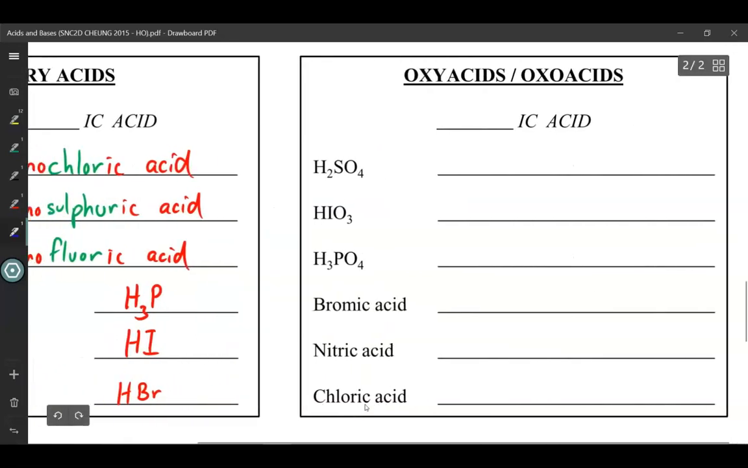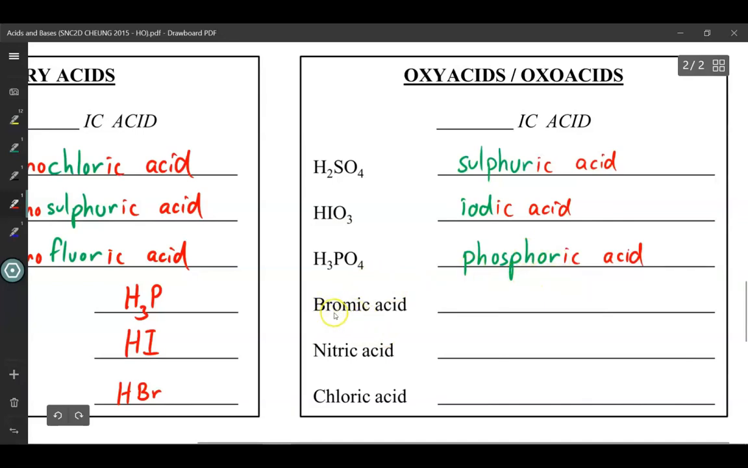Moving to the other side, we see that they have removed the hydro prefix. Since this is a sulfate ion, we name it sulfuric acid. The iodate turns into iodic acid, while the phosphate becomes phosphoric acid. We can then repeat the pattern on this side.